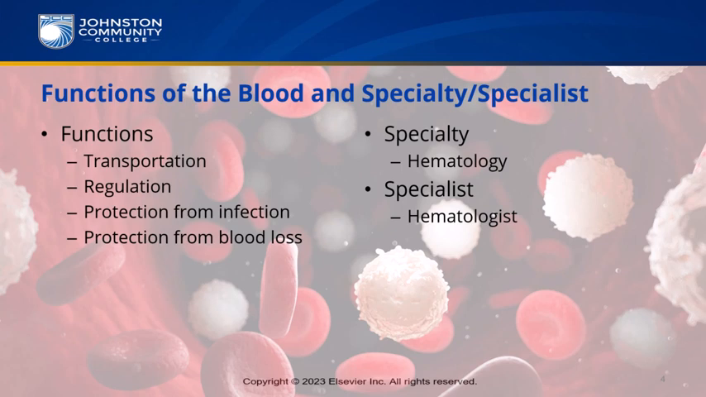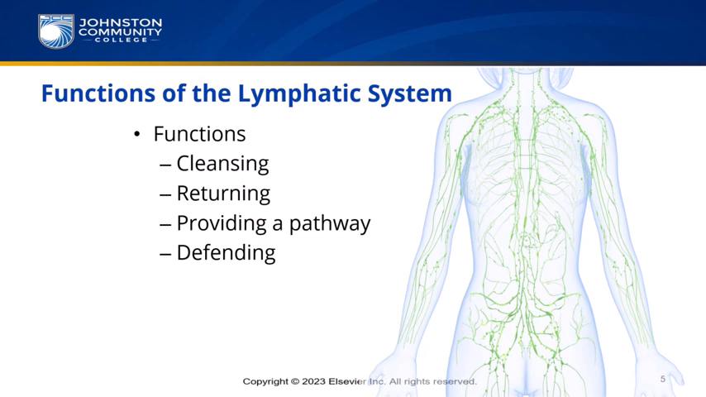This is the study, diagnosis, and treatment of diseases of the blood and blood-forming organs. The specialist in this field is called a hematologist. Remember, logy is the study of, logist is the one who studies, and hemato is our combining form for blood. Functions of the lymphatic system. So the lymphatic system is responsible for cleaning the cellular environment, returning proteins and tissue fluids to the blood as the means of drainage. Also provides a pathway for absorption of fats and fat-soluble vitamins into the bloodstream, and also by defending the body against disease.